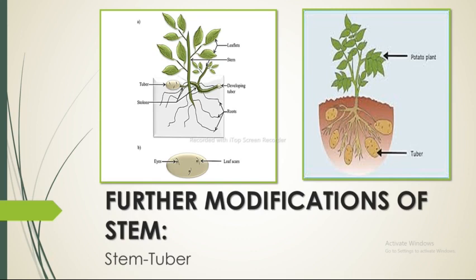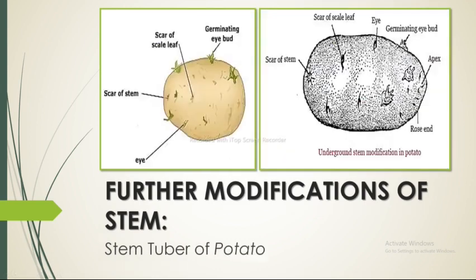Further modifications of the stem. So this is the stem tuber. In the first figure, you can see these are leaflets, stem, this is developing tuber, these are roots, this is tuber, and these are stolons. In the figure B, you can see these are eyes and these are the leaf scars. In the second figure, you can see this is potato plant and these are tuber as shown in the figure.